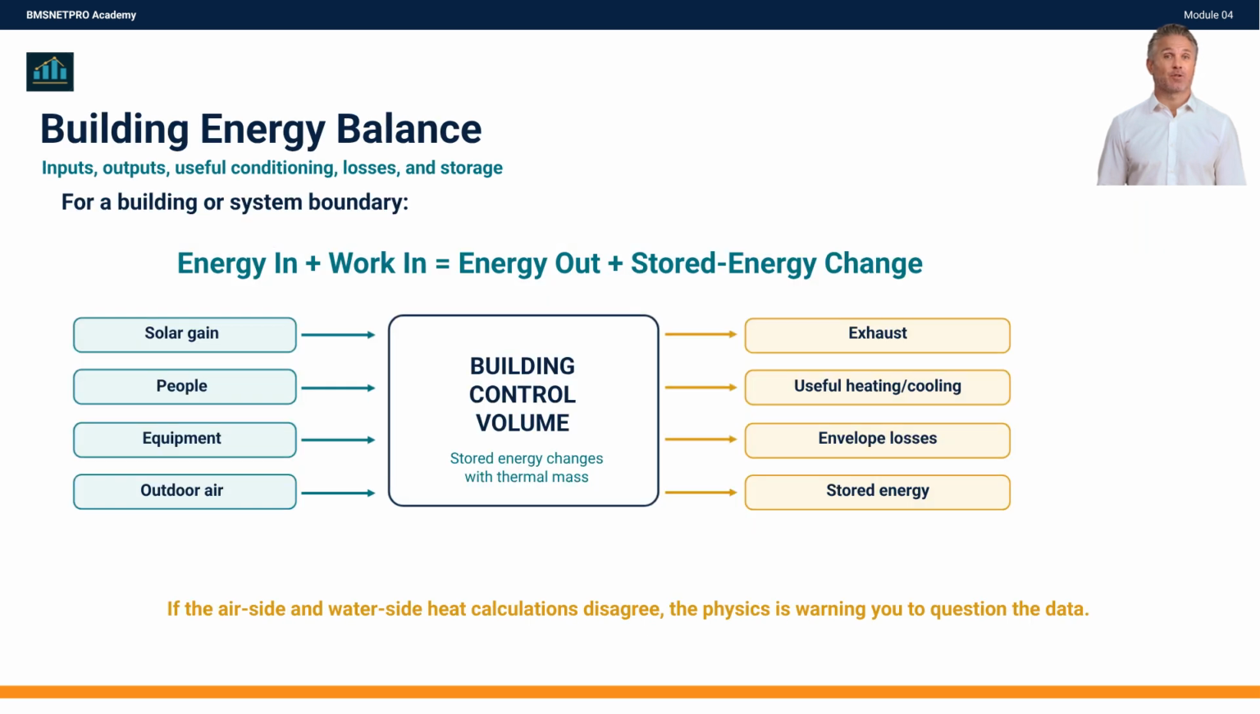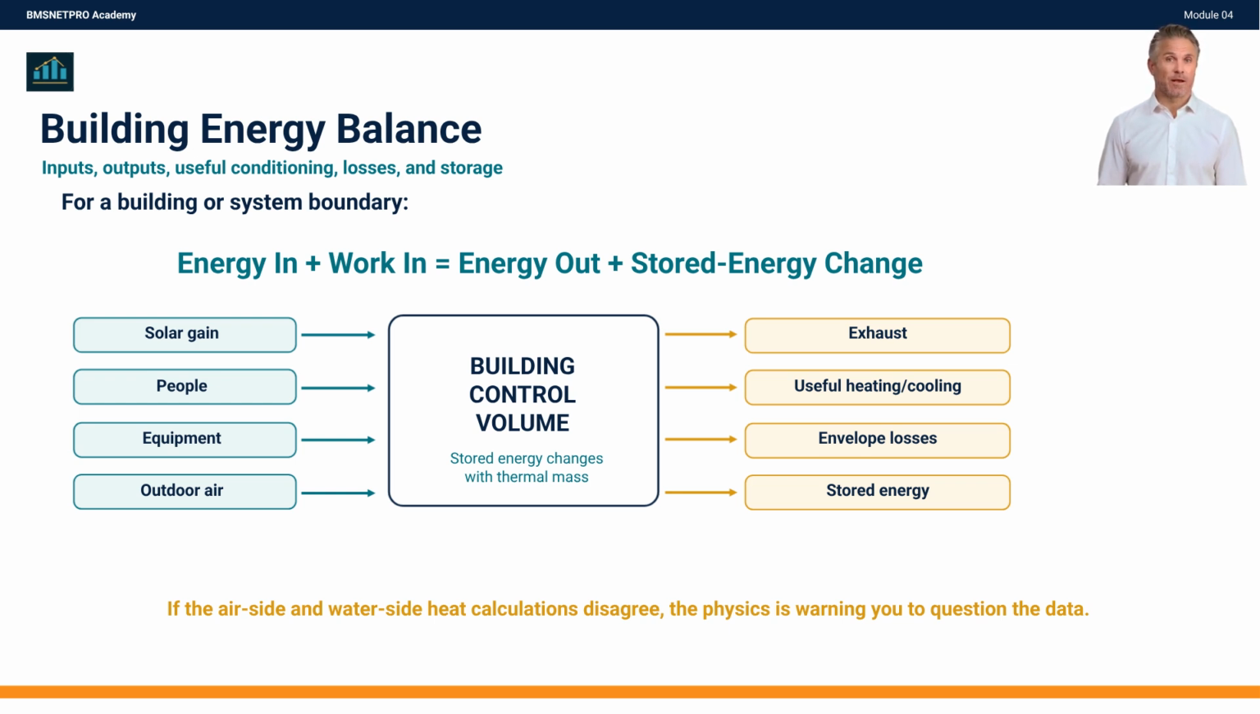A building energy balance is a professional reality check. We choose a boundary around the building, the room, the air handler, or the coil. Then we ask what energy comes in, what energy leaves, and what is stored inside the boundary. Solar gain, outdoor air, people, lights, plug loads, and equipment can all add heat. Exhaust, envelope losses, useful heating or coolant, and stored energy all affect the balance.